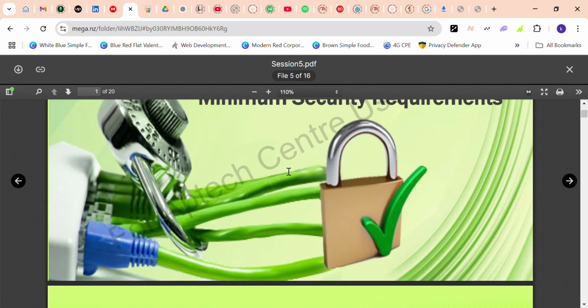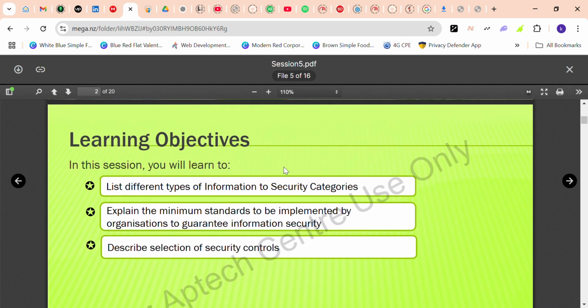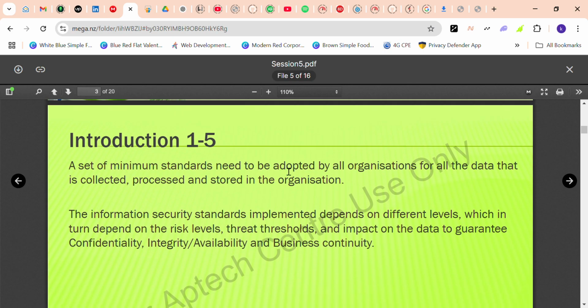Under the minimum security requirements, these are the learning objectives, which are different types of information security categories. We'll also be explaining the minimum standard to be implemented by organizations to guarantee information security. And last but not least, we are going to describe selection of security controls. Now you can select what security control of your choice to your organization. Those are the things we'll be discussing today. These are the learning objectives. So let's start with the introduction.